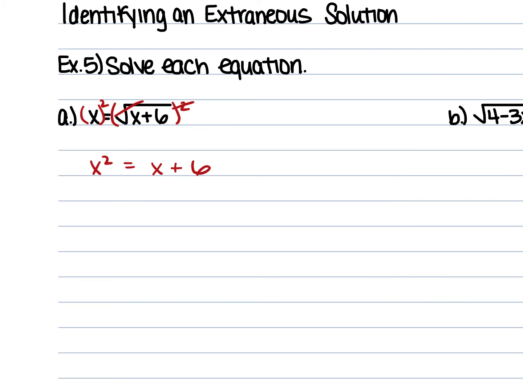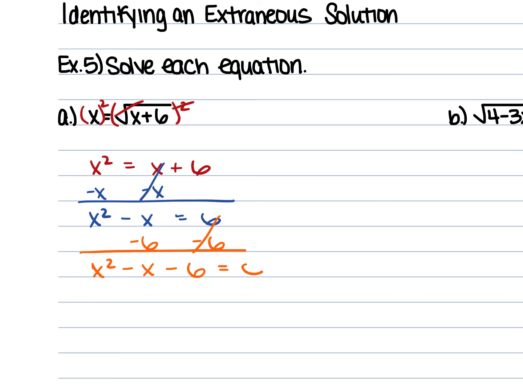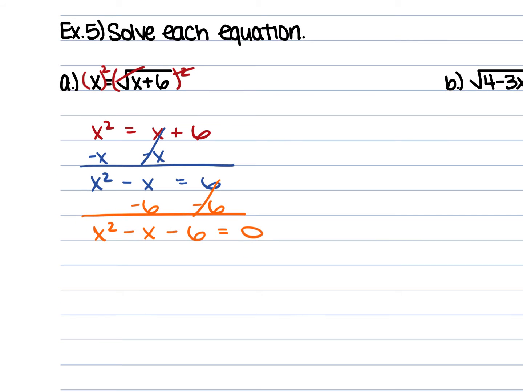You have an x squared. So bring everything to the same side as that x squared and solve by factoring if you can do so. The x we're going to subtract from each side. You do not have like terms, so that gives you x squared minus x is equal to 6. From there, subtract the 6 from each side. Again, no like terms, so that gives you x squared minus x minus 6 is equal to 0.